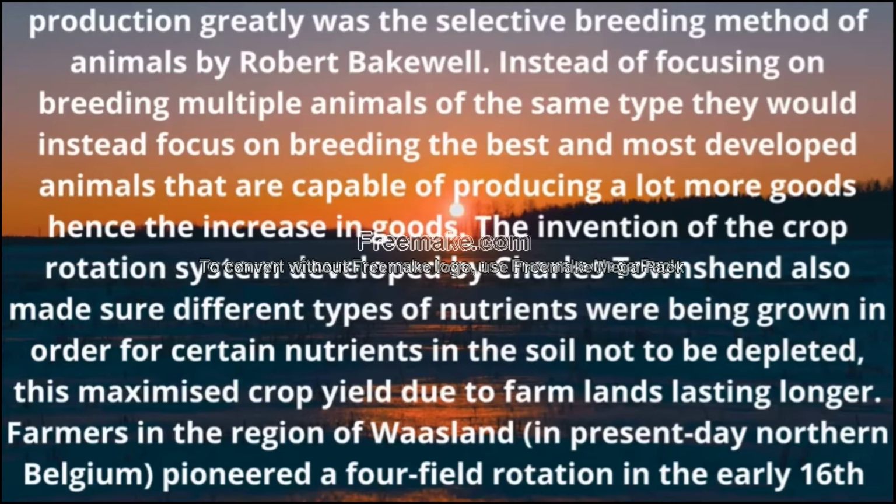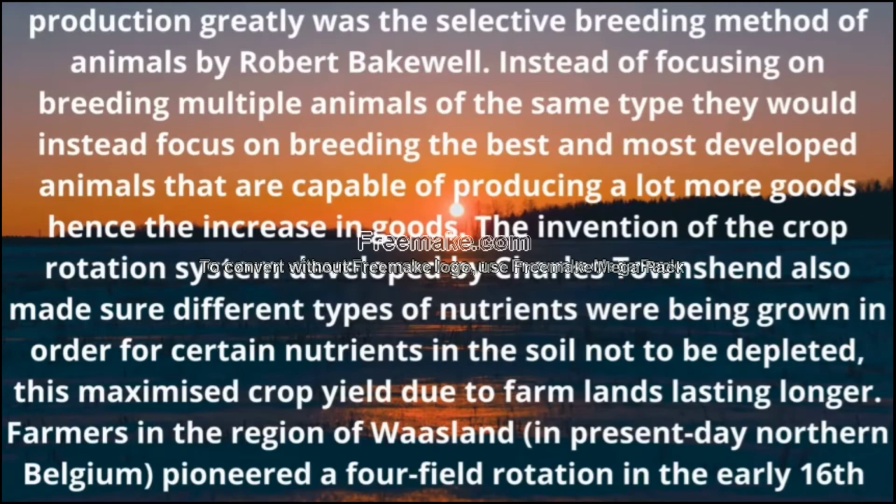The crop rotation system developed by Charles Townshend also made sure different types of nutrients were being grown in order for certain nutrients in the soil not to be depleted. This maximized crop yield due to farmlands lasting longer.